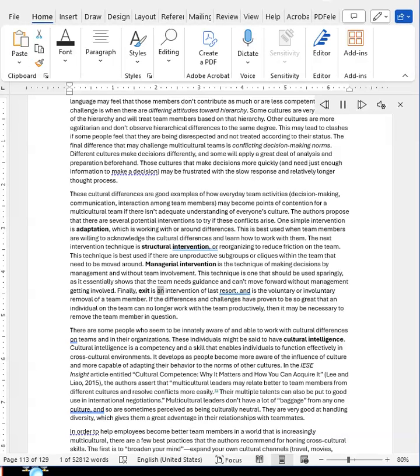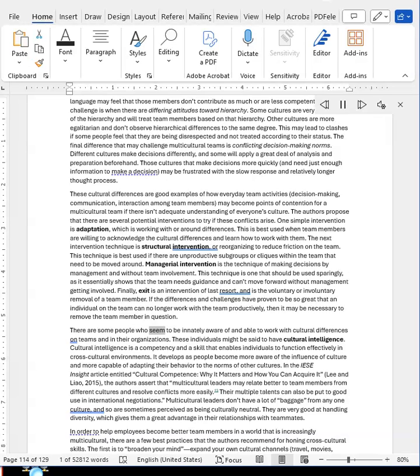Finally, exit is an intervention of last resort and is the voluntary or involuntary removal of a team member. If the differences and challenges have proven to be so great that an individual on the team can no longer work with the team productively, then it may be necessary to remove the team member in question.